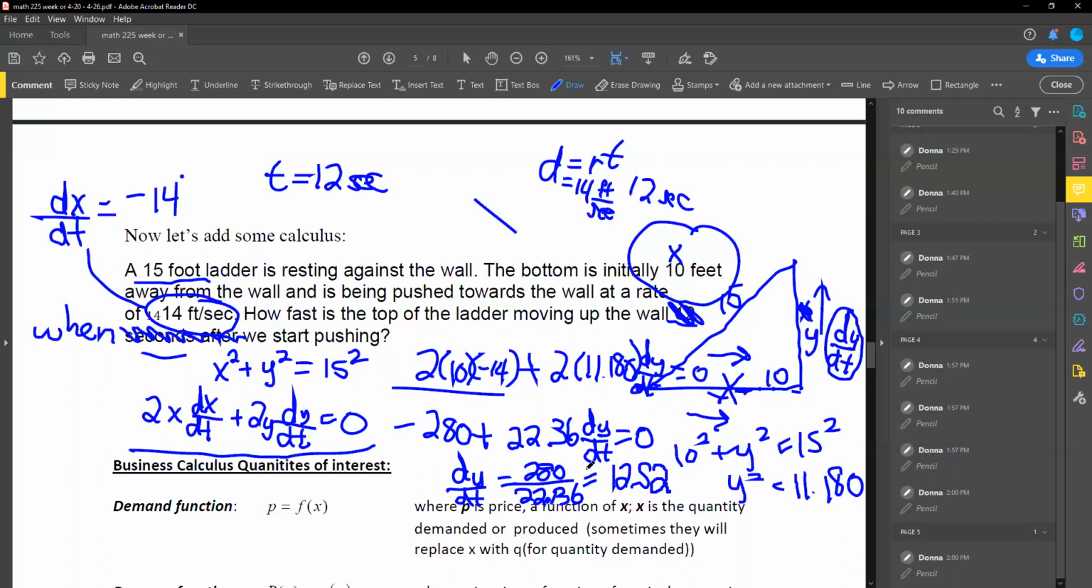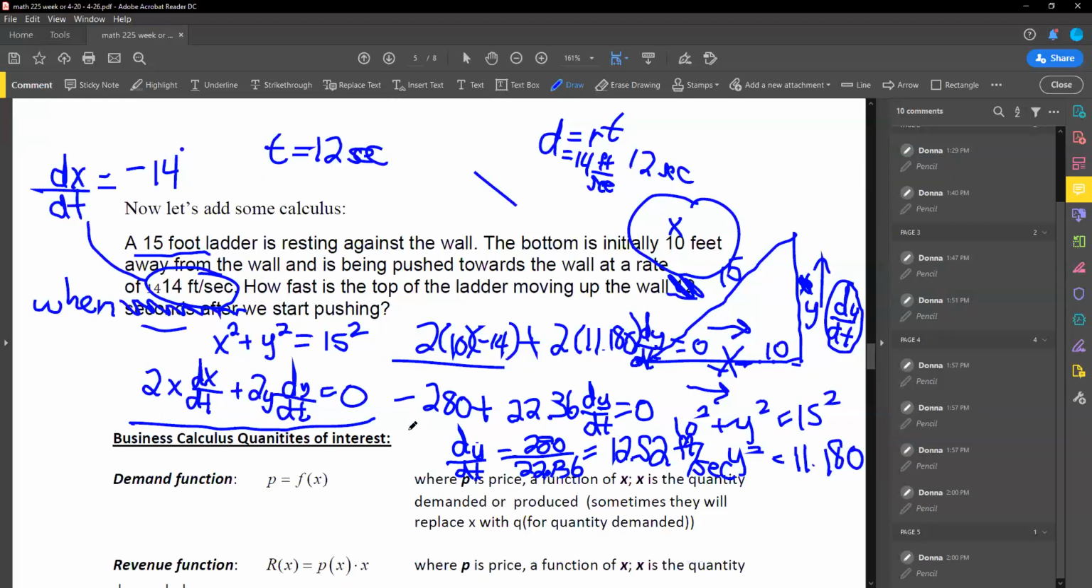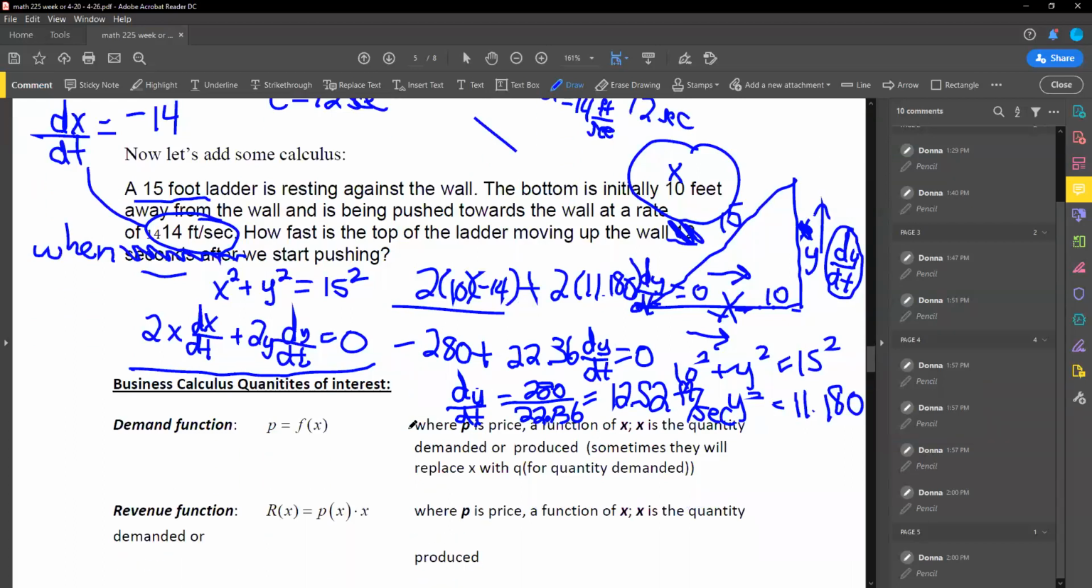Let's talk about units. Units of y over units of time, so this would be feet per second. All right, and it kind of makes sense that this is positive because it's going up the wall, so it's increasing, so it should be positive. All right, so that's a related rate problem, but like I said, it's really the same as setting something up. It's just that you have that extra step of needing to take the derivative with respect to time after you set up the problem.